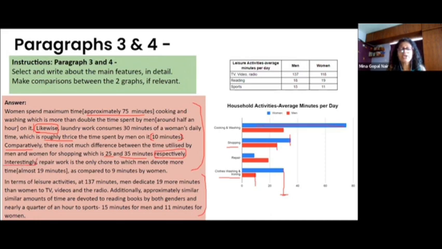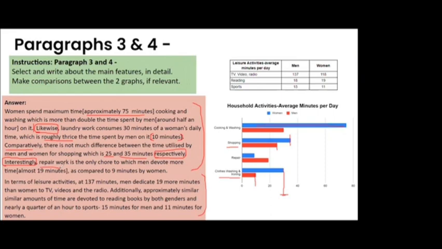Interestingly, you can use another linking word instead of interestingly. What linking word can you use over here? Guys, give me a second. What is the linking word you can use instead of interestingly? See, I'm talking about repair work. And repair work, the trend is just the opposite. So what linking word can you use over here?